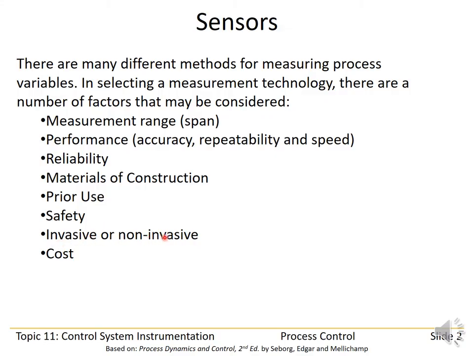Whether the measurement is invasive or non-invasive is also a consideration. An invasive measurement is one in which an instrument or probe is inserted directly into the process, and a non-invasive measurement is one where that's not necessary. And then, of course, cost is also an important consideration. The instrument, the sensor that provides the greatest measurement range, the highest performance, the best reliability, is probably going to be the one that's the most expensive. So there's a trade-off between cost and all of these other performance factors.